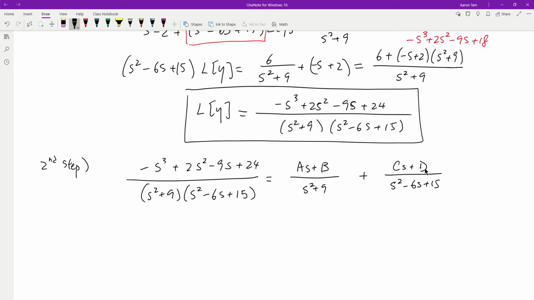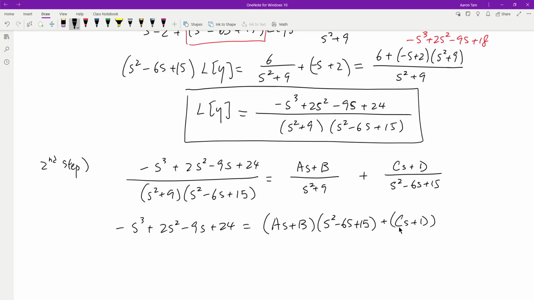So what would happen if I now do this? Meaning that negative s to the third plus 2s squared plus 9s plus 24 must equal as plus b multiplied by s squared minus 6s plus 15, plus cs plus d multiplied by s squared plus 9. Okay? So now, nothing to it but multiply these things out and then see what's our best approach.